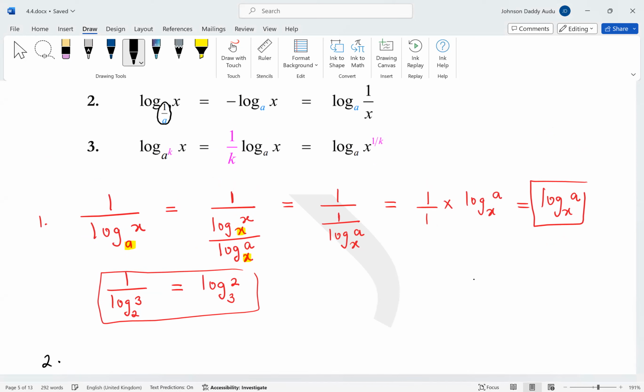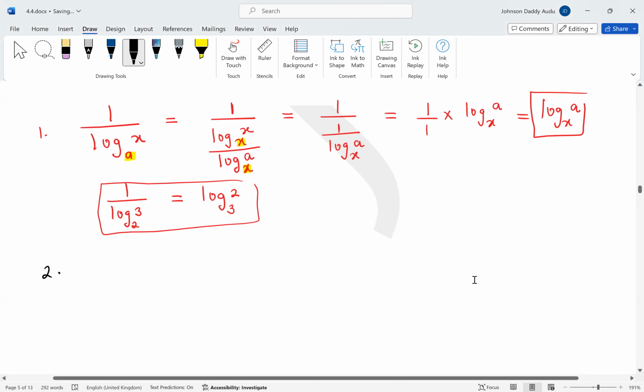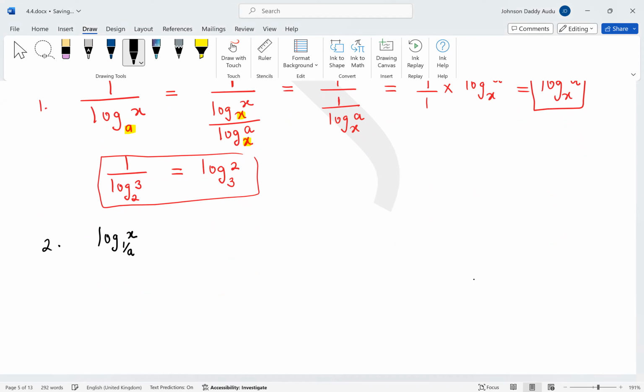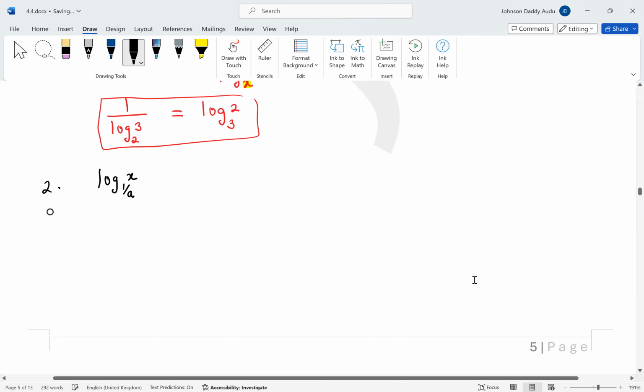The base here is 1 over a. So you can change it to base a, right? You can change it to base a. So you want to go from 1 over a. So what we have is a logarithm to, yes, this is what we have. And now we want to change this base. We want to change 1 over a to a.